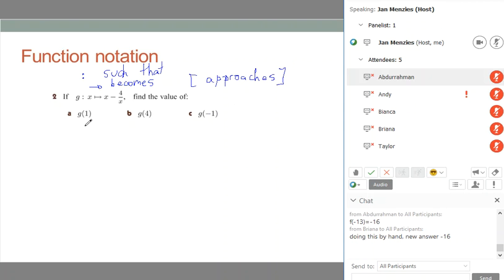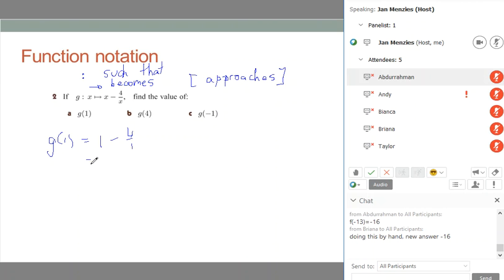Good, Brianna. So the arrow is approach. So the function g with respect to x approaches x minus 4 on x. So find the value. So your turn again. We're using the function notation that it's a g function. We're going to put 1 wherever x occurred. The relation written up here was x, so we're putting 1 instead of x, minus 4 over x, 4 over 1.